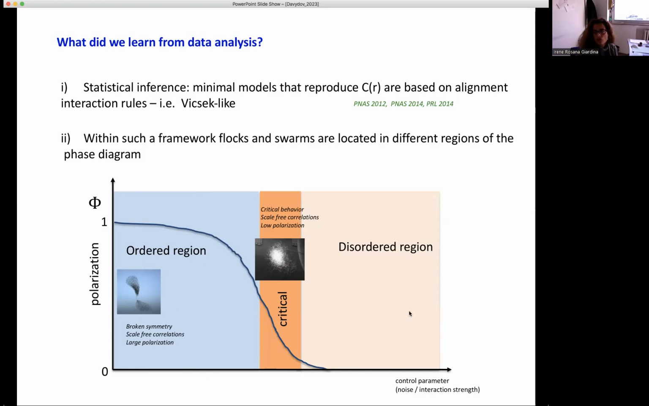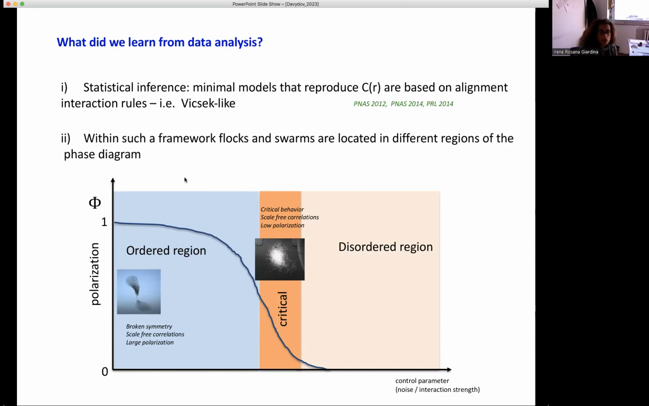So for very large noise, what we get is a disordered region, okay? When I decrease the amount of noise, I get an ordered region, okay? And here the correlations decay very quickly. Here the correlations in the critical region are scale-free because I'm close to the ordering transition. And in the low noise phase, they are still scale-free because I've broken a continuous symmetry, so I have soft modes. So this colored region here is consistent with the correlations that we observe in the data.